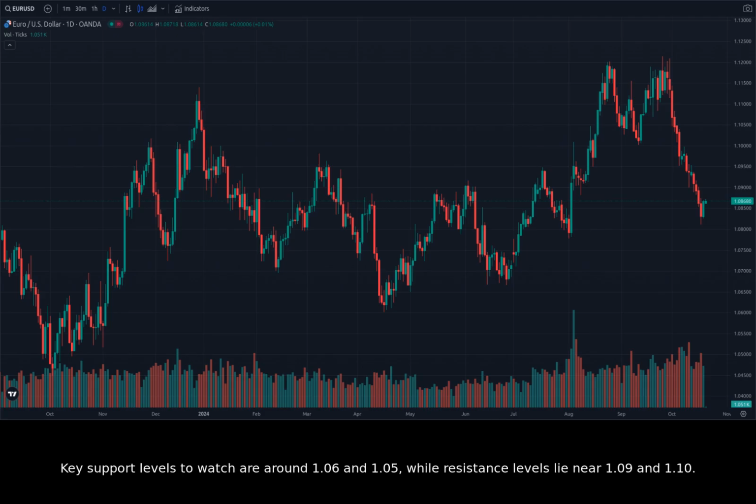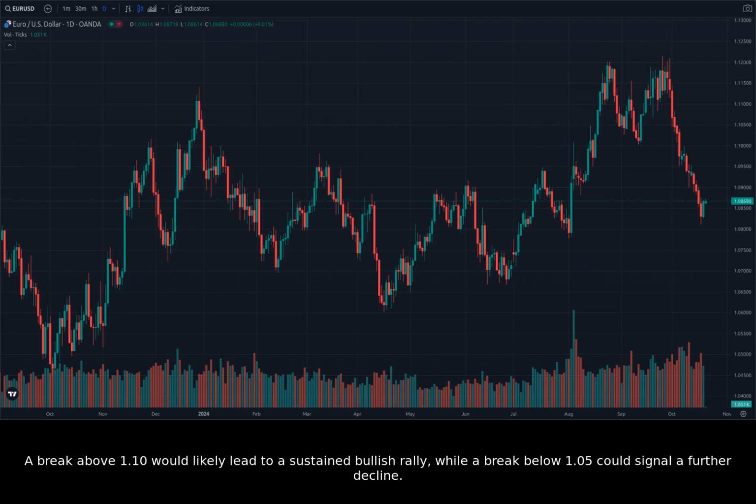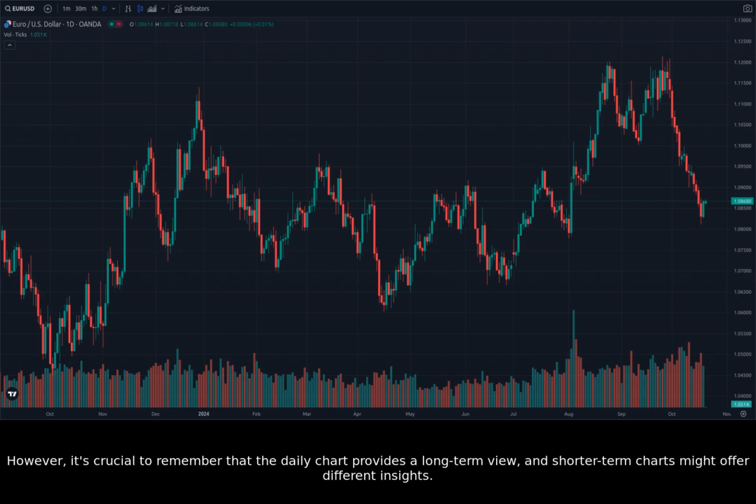Key support levels to watch are around 1.06 and 1.05, while resistance levels lie near 1.09 and 1.10. Breakouts above or below these levels could signal a change in trend, indicating a strong move in either direction. A break above 1.10 would likely lead to a sustained bullish rally, while a break below 1.05 could signal a further decline.